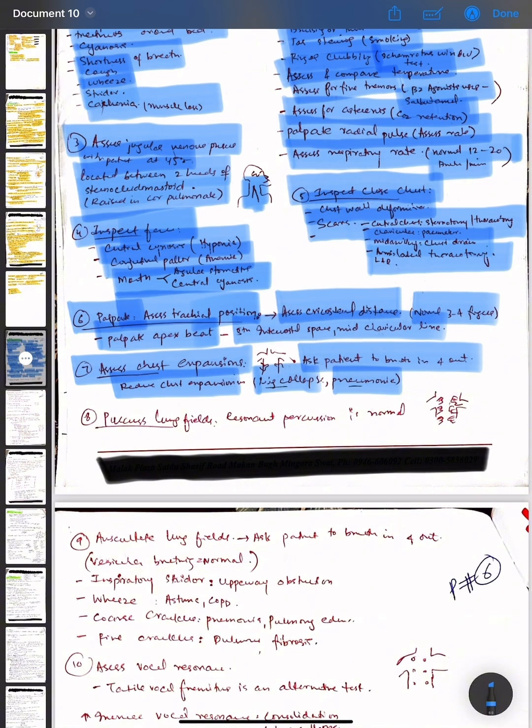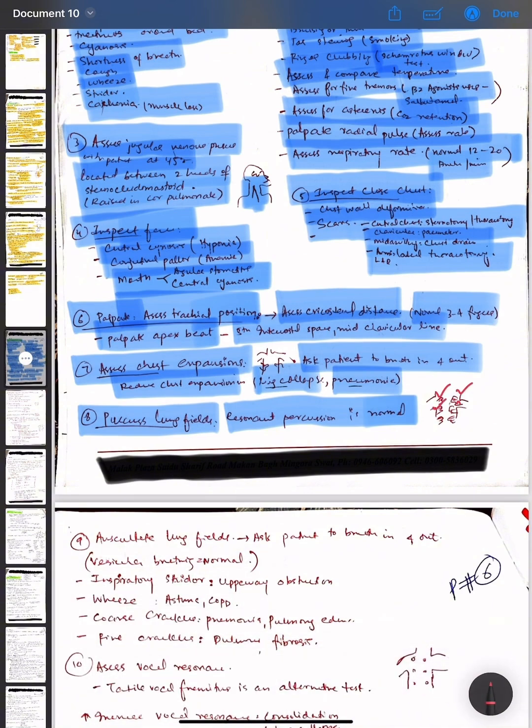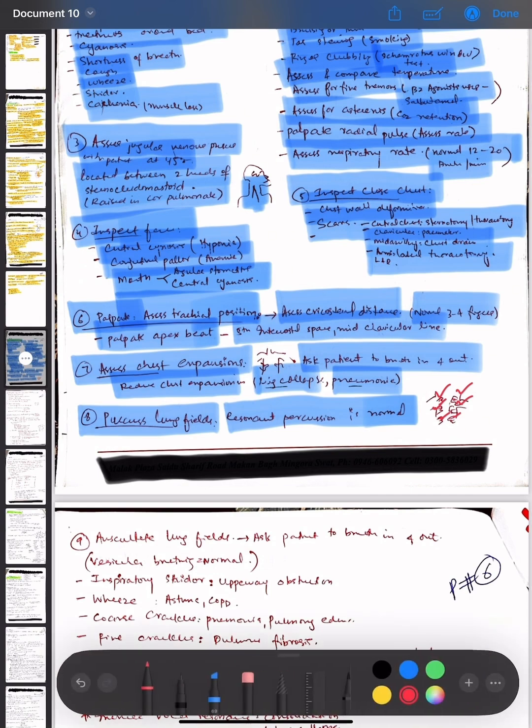Then percuss the lung fields, that is, resonant percussion is normal. These are the lung fields. These are the positions that I have marked in this diagram. This is position 1, 2, 3, 4, 5 and 6. You have to percuss on these lung fields to see if resonant percussion is present or not.